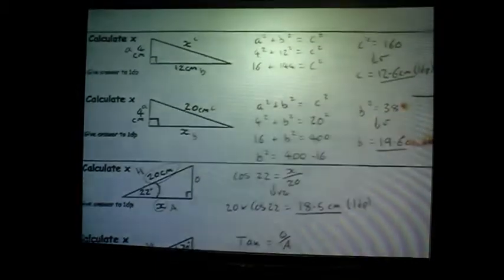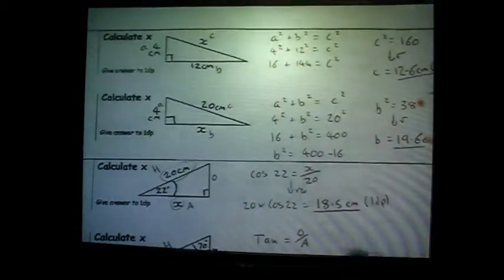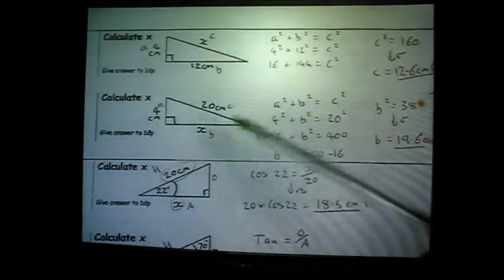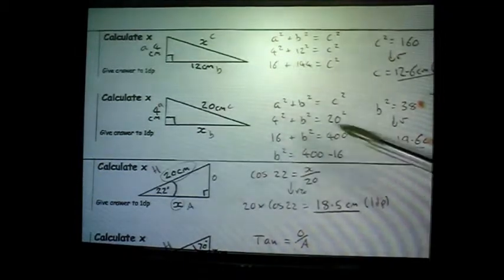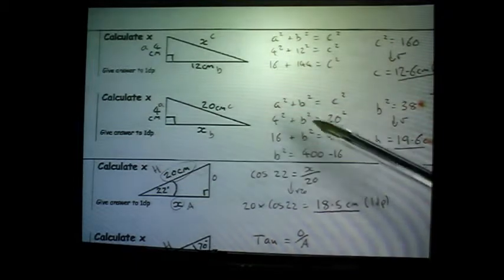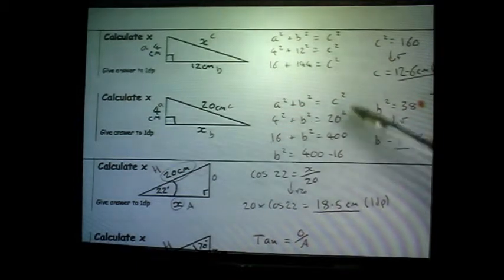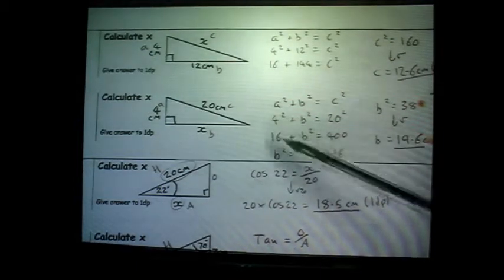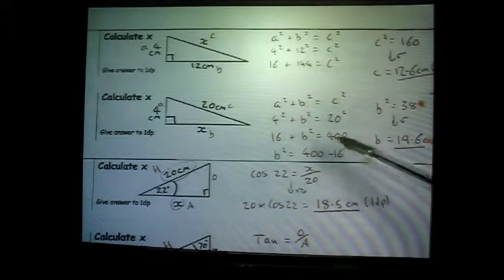The one underneath is a little bit trickier, it's not rocket science to be frank though. Again, label it up. C is always alongside, A and B don't really matter. A is 4, so I've labelled that. B we don't know, we're trying to find out, so I've left it at B. C is 20. So 4 squared is 16, 20 squared is 400. So you've got 16 add something is 400.